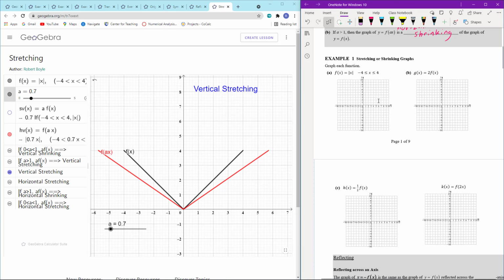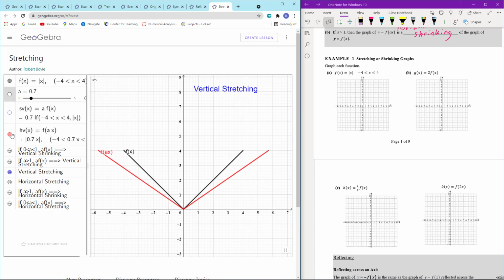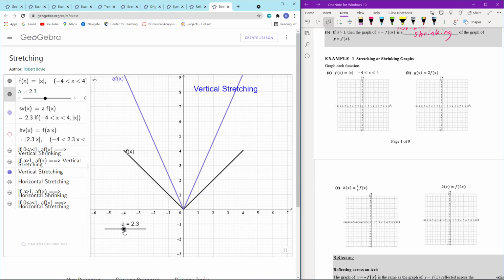I'm not going to plot them here because my handwriting stinks, but I will show you what they are on GeoGebra. So let's start off with f of x. Well, there it is. Okay, what if you multiply it by 2? I can show you what that looks like by taking my slider all the way up to 2. There is 2 right there, and that's what it will look like.